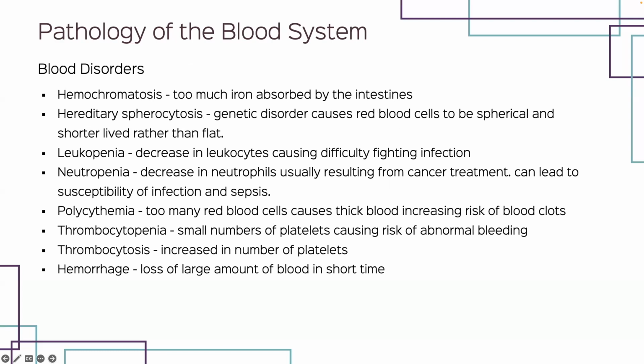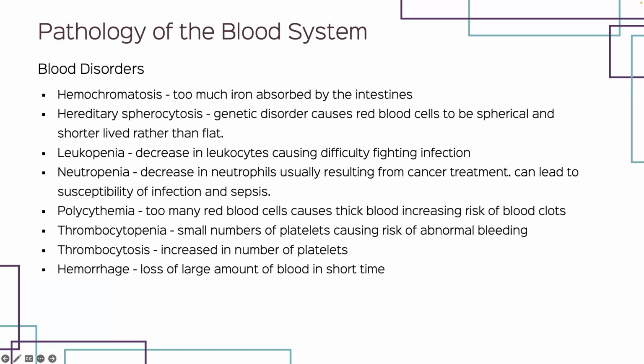Just some general blood disorders that you've got: hemochromatosis, so too much iron within the body. Leukopenia is your decreased leukocytes so that you can't fight infection. Neutropenia decreases neutrophils and usually results from your cancer treatment, like your chemo and your radiation therapy.